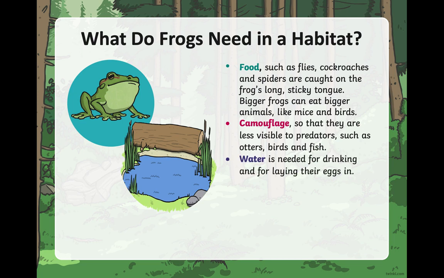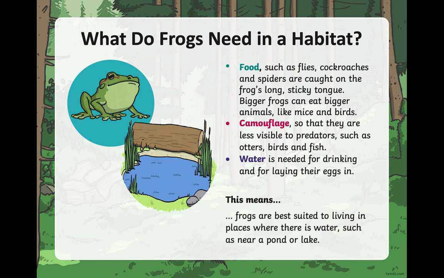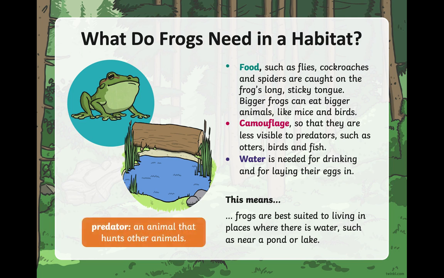So water, they actually need it for drinking and for laying their eggs in it. Their eggs only produce babies when they're in the water. This means frogs are best suited to live in places where there's water, such as near a pond or a lake. Okay, now what is a predator? Now this is a key definition: a predator is an animal that hunts other animals. So basically a frog is a predator for the flies and the cockroaches and the spiders and all of those.